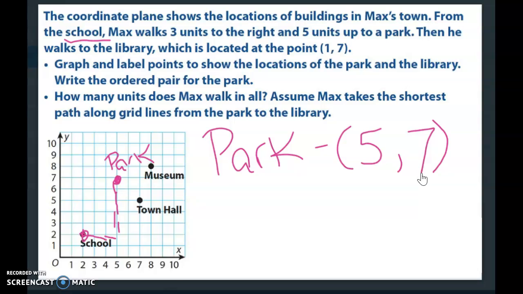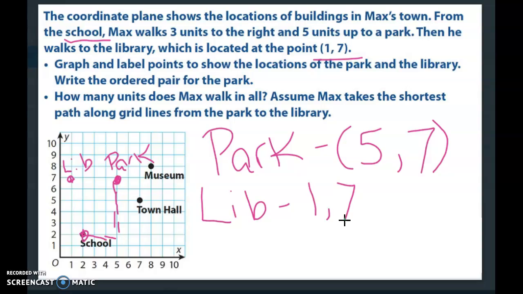So then we have to label the library. They told us what the points were for the library. The points were (1, 7). So I'm going to go over 1 and I'm going to go up 7. And right there, I'm going to label the library. So the library is (1, 7), because then he goes from the park and travels to the library.